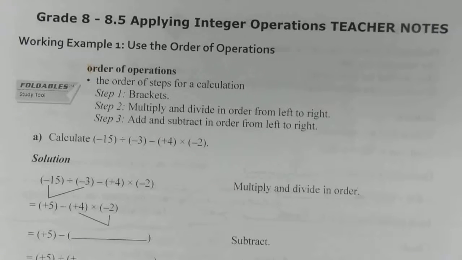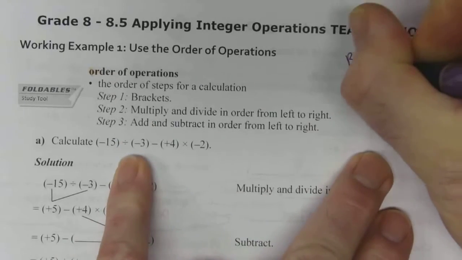Chapter section 8.5, applying integer operations. This is the last section for the chapter. Working example number 1, use the order of operations. Now, just as a reminder, order of operations we frequently call BEDMAS.